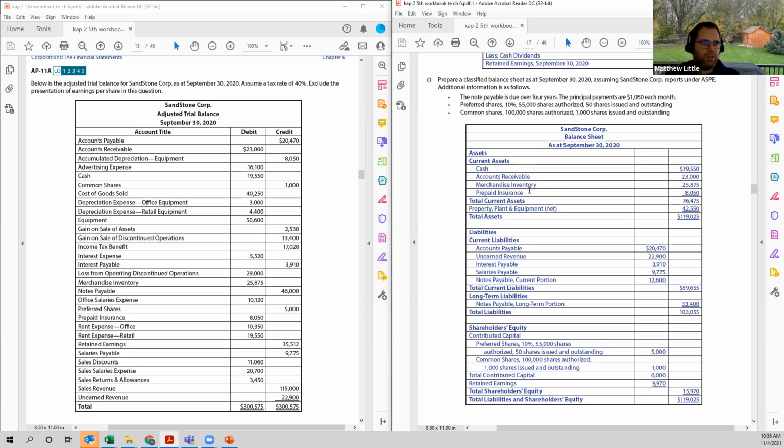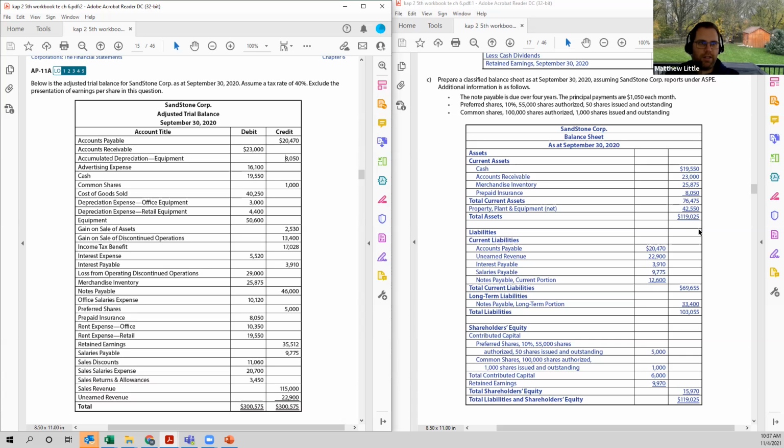So we have cash, AR, inventory, and prepaid insurance. This is in alphabetical order, so you have to be careful and pick out the right ones. Total current assets would be $76,475 plus our property, plant, and equipment net. So if we look at our property, plant, and equipment, let's see. Sorry, I just lost it. We have our depreciation here. Where is our, sorry, where's our, oh, there's our accumulated depreciation. There we go. So 50,600 less the 8,050. I was going blank for a second. That gives us 42,550 net.